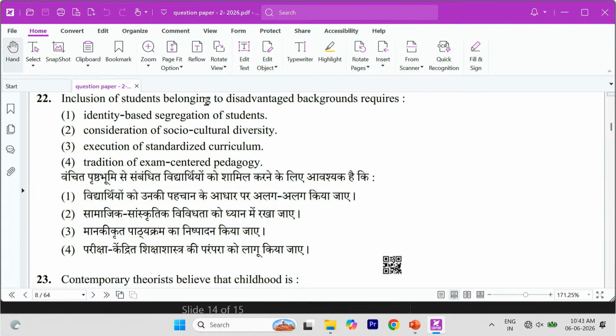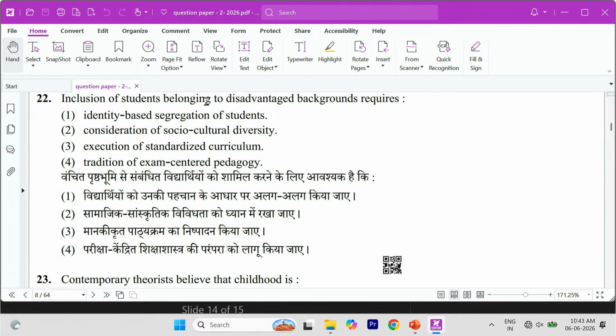In this, inclusion of students belonging to a disadvantaged background requires... Now, this particular question is part of our Section A because it is on the inclusive education philosophy. It talks about inclusion of a student belonging to a disadvantaged background. What does it require? Identity-based segregation of students. Do we need to segregate the students? This is not as per the inclusive approach.